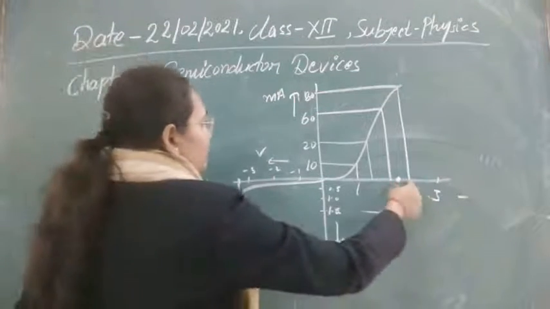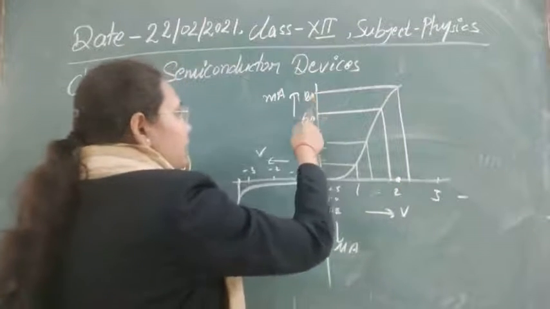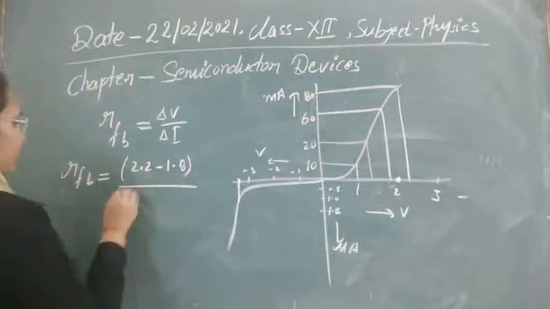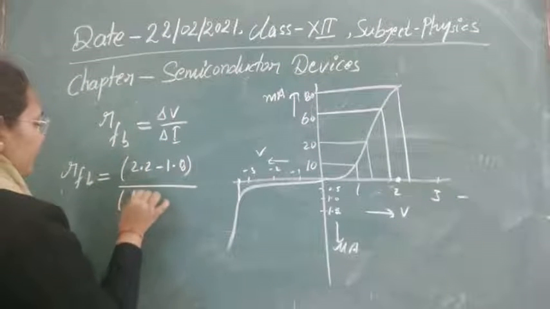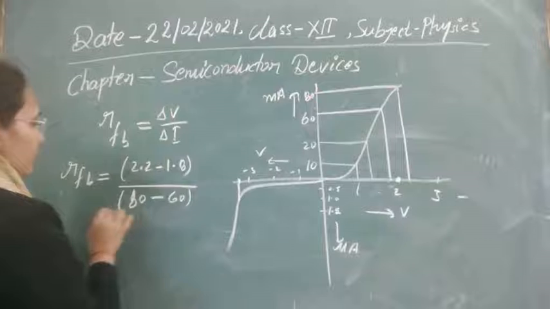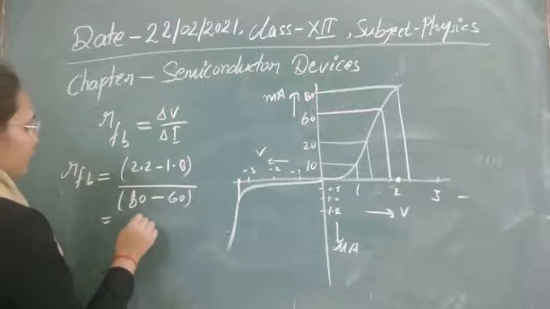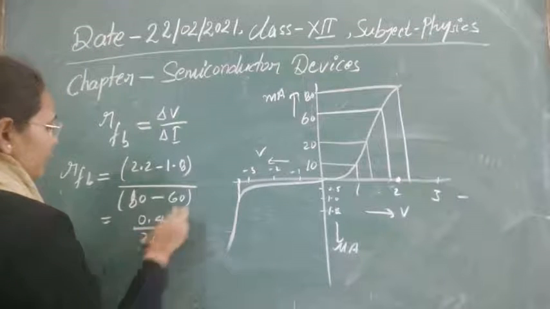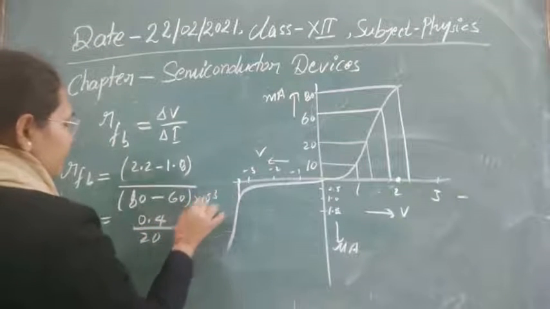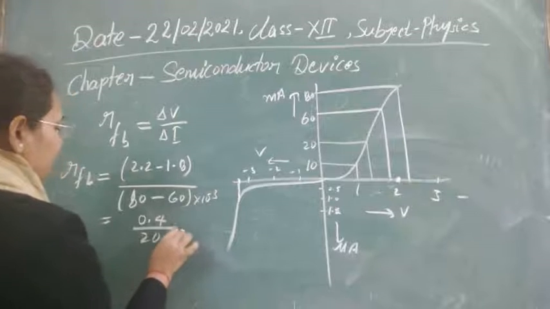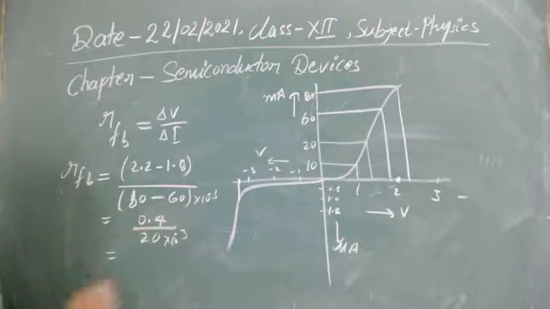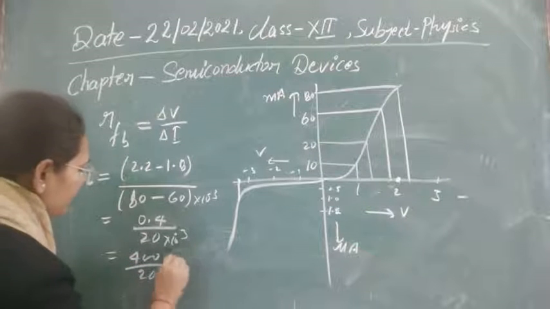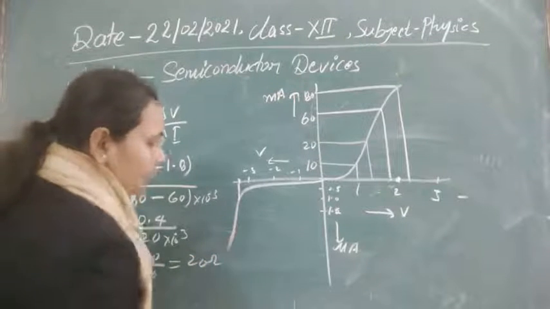Here at 2.2 volt the current is 80 and at 1.8 volt the current is 60, that is given. So delta I will be equal to 80 minus 60. Now we can solve it. After solution, delta V is 0.4 and delta I is 20, and as this is in milliampere, it will be 10 power minus 3. So after solution, this will be 400 by 20, so obviously this will be equal to 20 ohm.